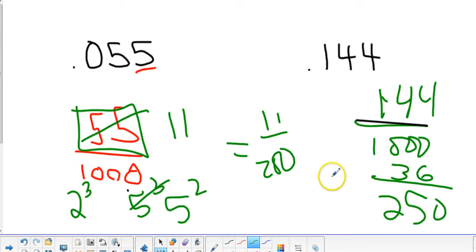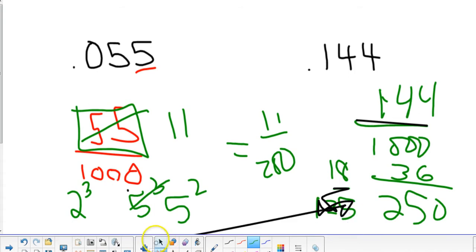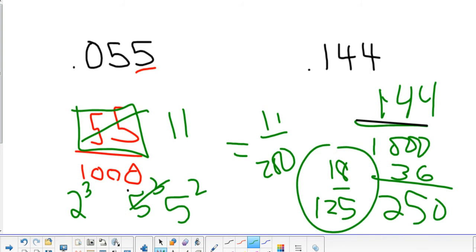So it looks like 8 could have gone in here, because I'm going to divide another 2 out. Let's see here, 18. Oh yeah, 144 is 12 times 12. Alright, so I can get 18 out of 125. 18 over 125. That's going to be my answer for that.